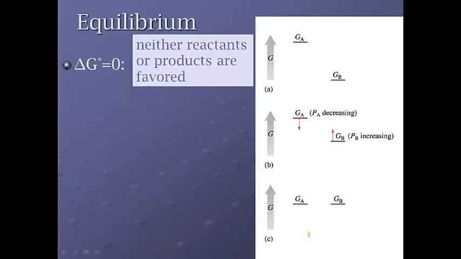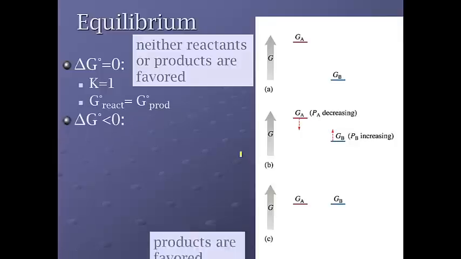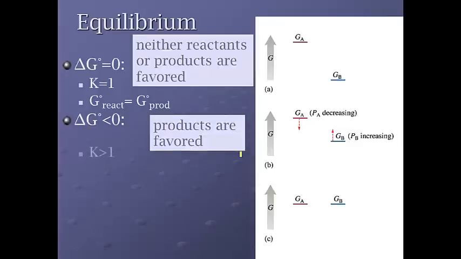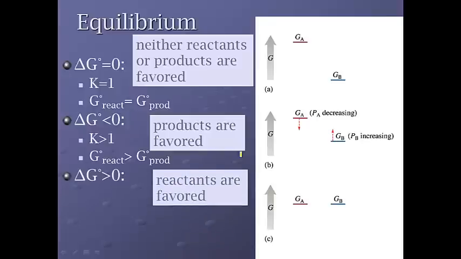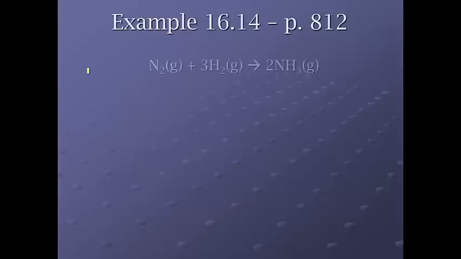Just as a reminder, at delta G equal to 0, neither the products nor the reactants are favored. K is equal to 1, a 1 over 1, an equal ratio, everything's even. For delta G prime less than 0, the products are favored, K is greater than 1. And for delta G greater than 0, the reactants are favored, K is less than 1. It's just showing you some of those relationships between the K's and the delta G's, and what they mean.